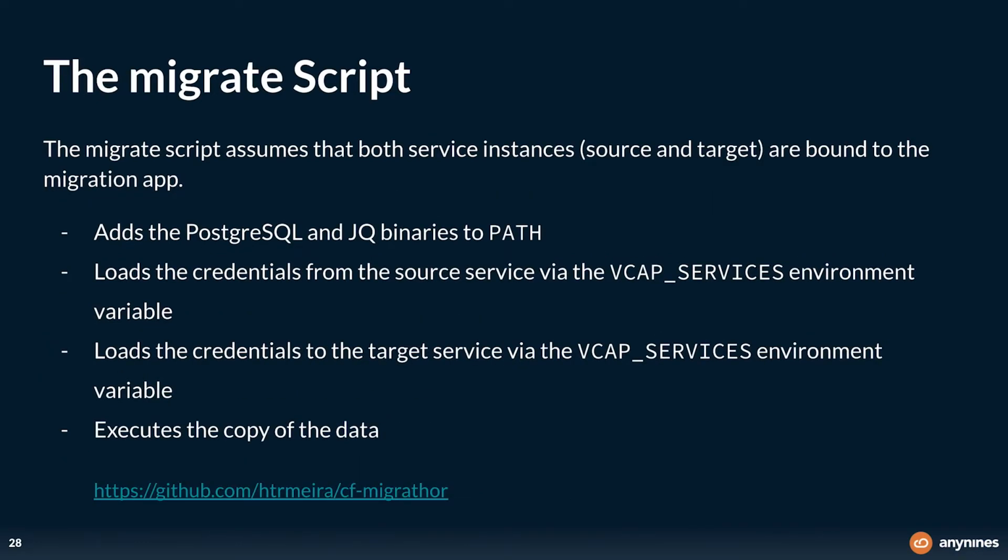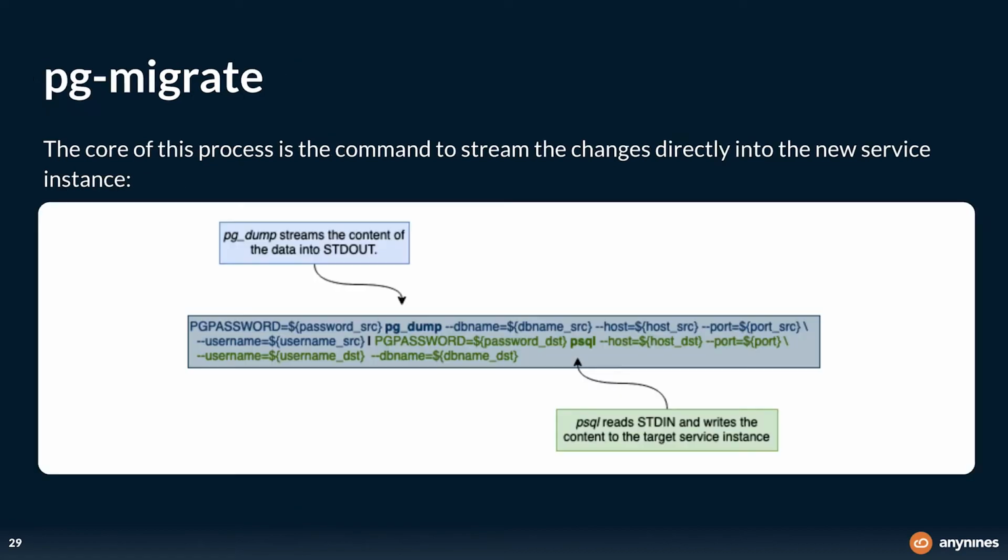Let's talk about some details of this migration script. The Migrate script assumes that the source and the destination are bound to the migration app, and you will need to specify the service name of the source and the destination. In practice, what it does is put dependencies in the path variable to make it easy to use. Then it loads the credentials from the VCAP services variable for the source. Then it loads the credentials for the destination service instance.